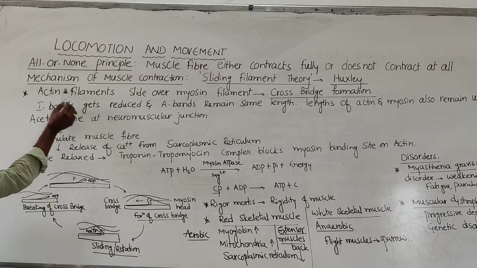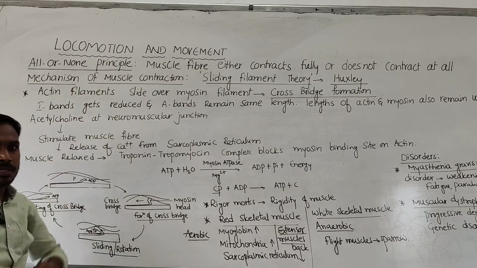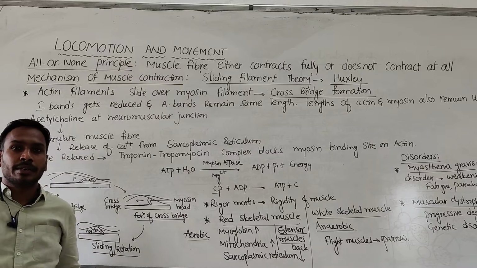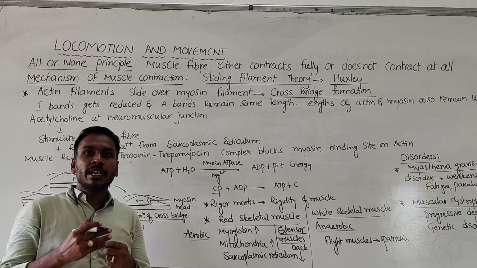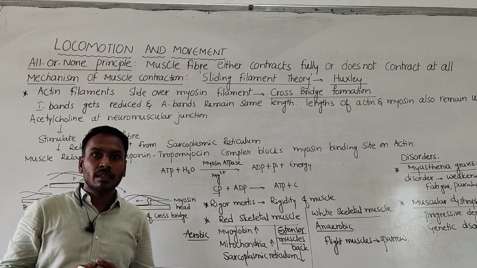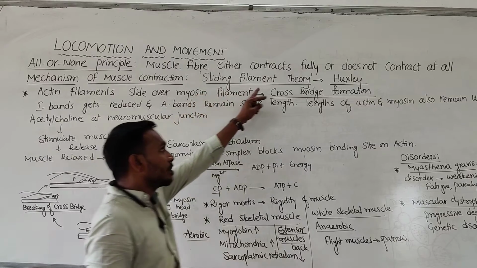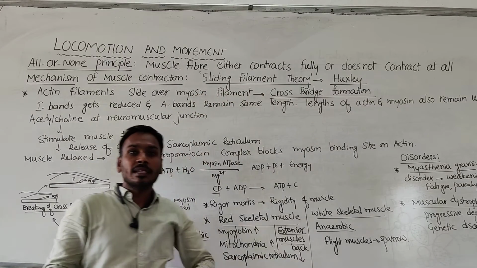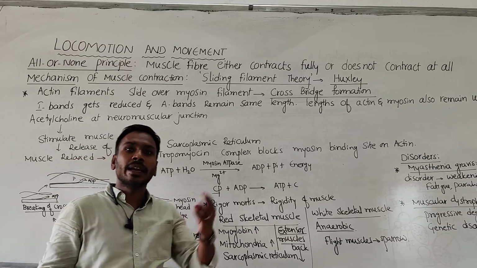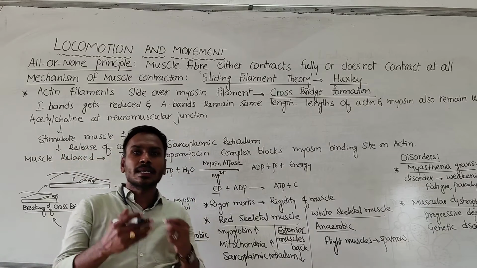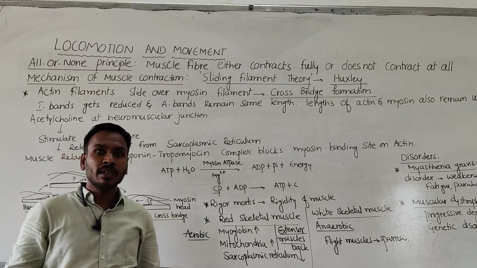Now, let me explain how muscle contraction occurs. What is the mechanism behind it? To explain muscle contraction, the familiar and almost universally accepted theory is the sliding filament theory. The sliding filament theory was proposed by Huxley.